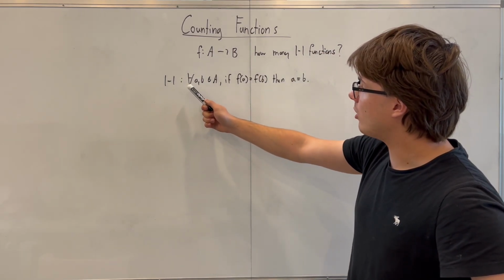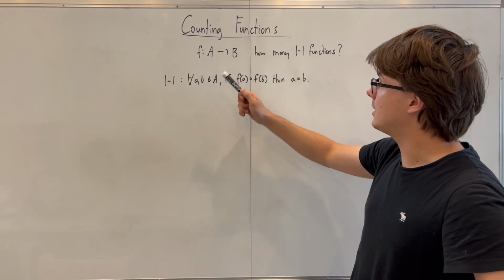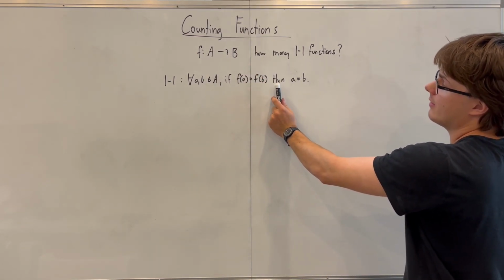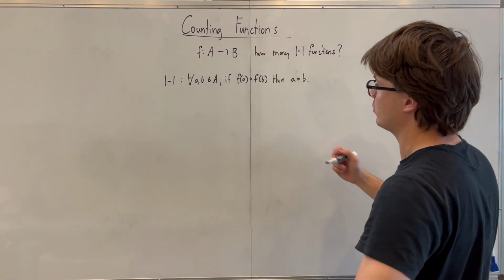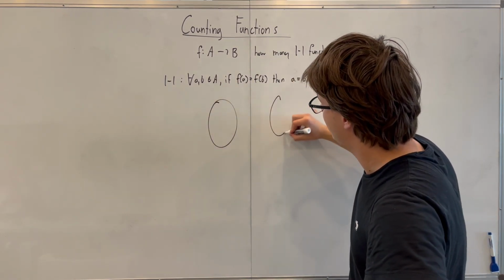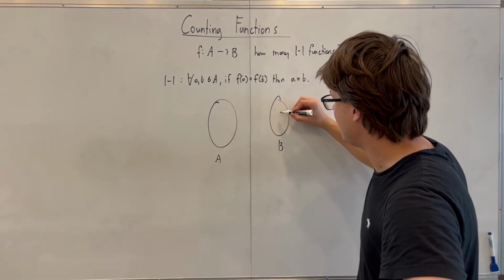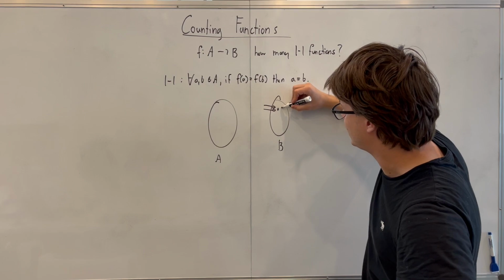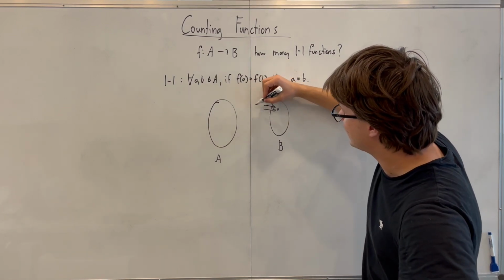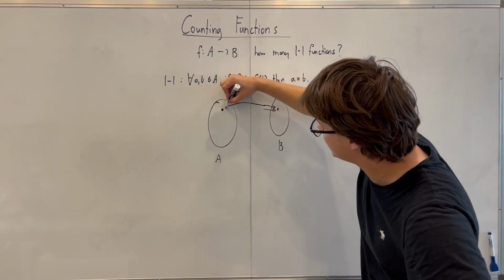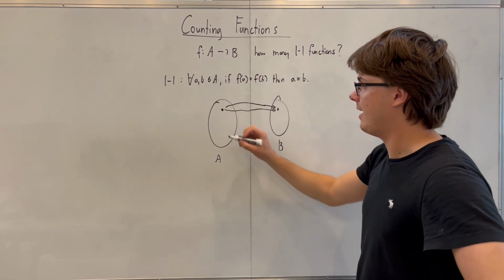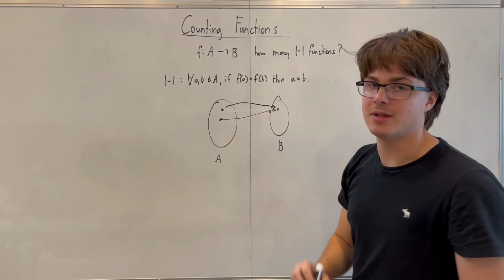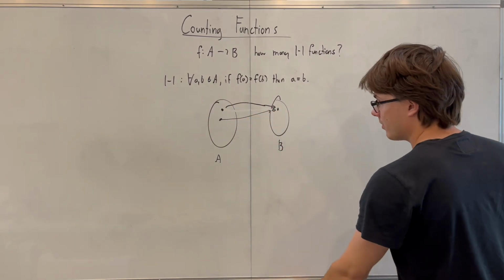One-to-one means that for all elements in our domain A, if the codomain is equal, then the domain elements must have also been equal. So this means that if you had your A and you had your B, and you have two arrows going into your element here in B, it means they must have come from the same element in A. It cannot be that the second arrow came from a different element in A. This would not be one-to-one.